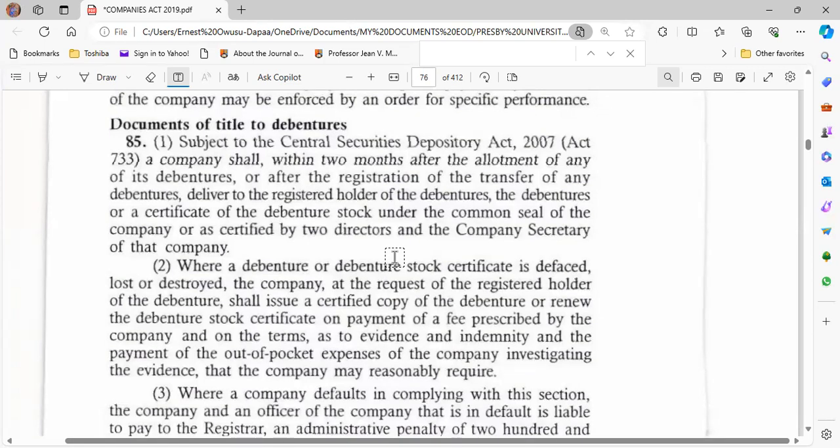Now, if you don't handle the certificate well and it becomes defaced or it gets lost or is destroyed, you can have it reissued to you, provided you pay the prescribed amount of money which the company will have stipulated. And let me emphasize that you don't go to the registrar of companies to get your debenture stock certificate. You don't go to the registrar of companies to get your share certificate. You get it from the company itself. So let's keep that in mind.